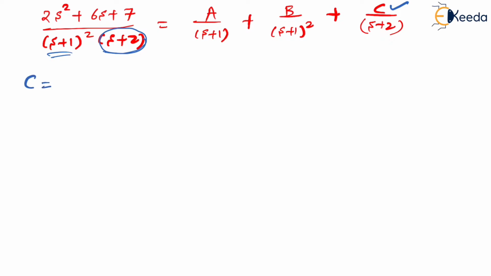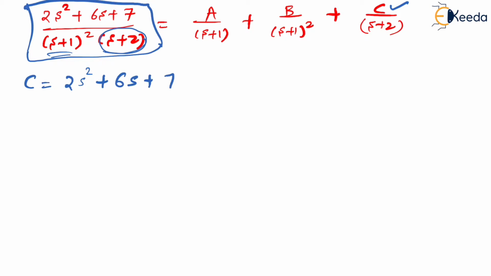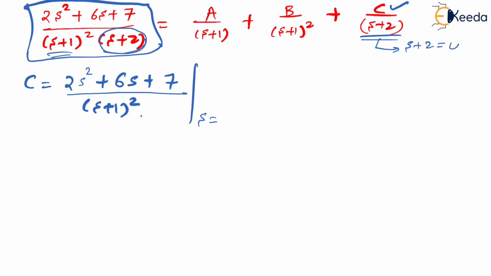How to find C? Just write the complete LHS. What is the complete LHS? The complete LHS is going to be 2s squared plus 6s plus 7 divided by s plus 1 the whole squared into s plus 2, but except the term which is below C. So I'm not going to write s plus 2, right? Yes. Now this we have to find at s equal to what? So you please equate this to 0. So you get s plus 2 equal to 0, you get s equal to minus 2. We have seen that. So now s equal to minus 2 you just put there.